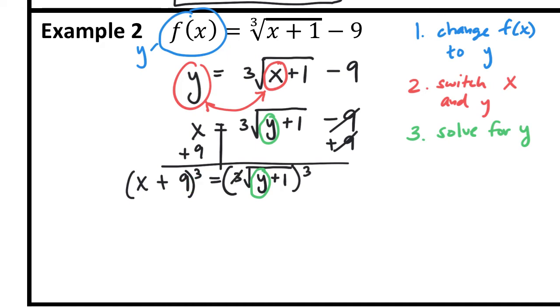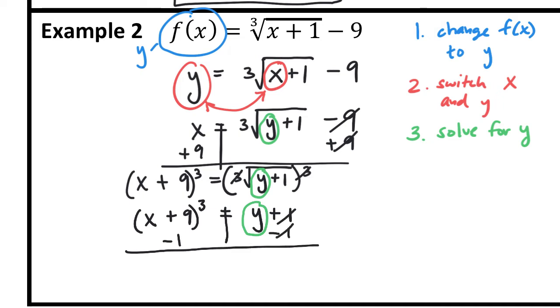It's going to cancel the power of 3 on the right side. So I'm just going to copy this again. X plus 9 to the third power equals y plus 1. So again, I want to solve for y. I want to get y by itself. One more operation, right? Subtract 1 on both sides.